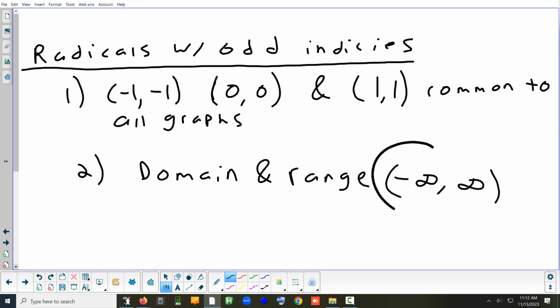Now, if you shift it left, right, up, down, or you stretch it, will this domain or range ever change? No. How come? It's still going forever. If something goes forever left and right and you shift it right 3 units, well, it still goes forever left and right. So there is no changing the domain and range of an odd index root. You can't. Even, yes, you can.